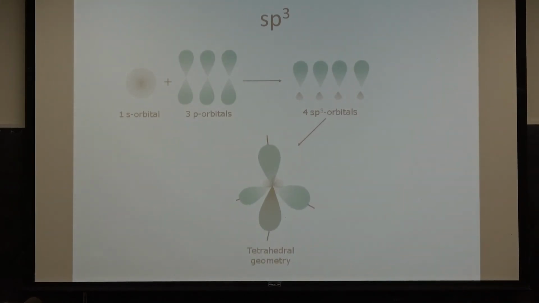And remember, what our wave function is telling us is the shape and the distribution of that electron, right? So what these are telling you is how these hybrid orbitals look.